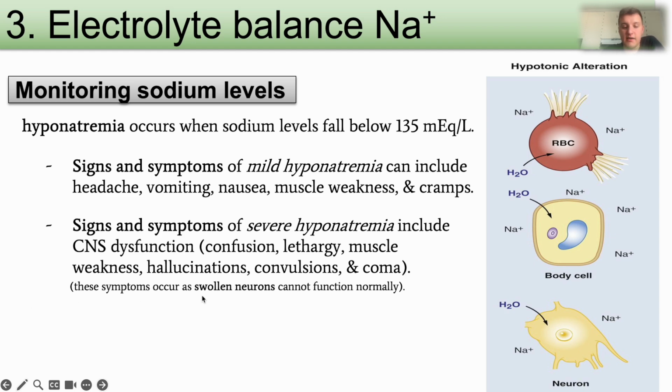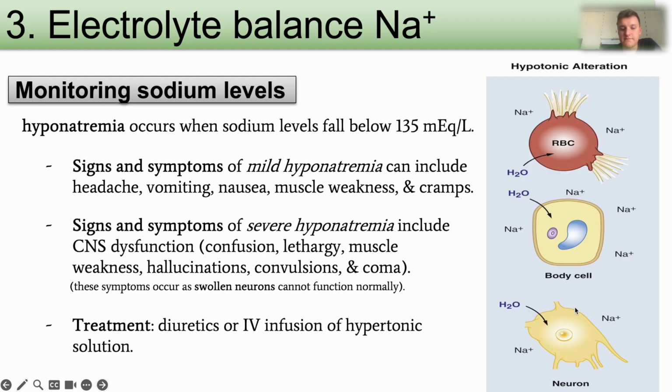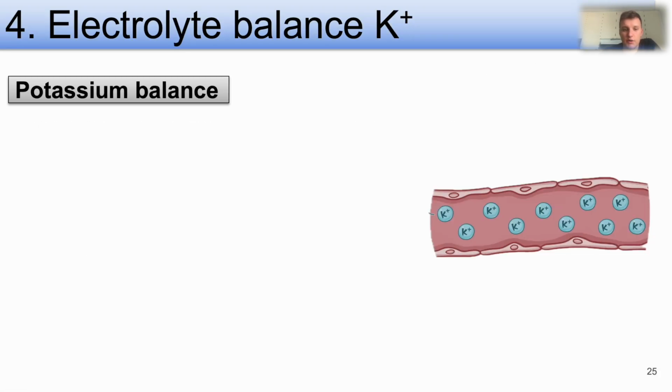Why does this happen? I think it's because you have more of this water near the neurons, and so the neurons start to swell and they can't function as normally, right? We finally get to the neuron level and have a bigger effect. So the treatment is diuretics, so that you can get rid of that excess water, or IV infusion of these hypertonic solutions.